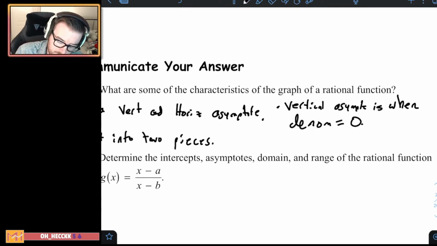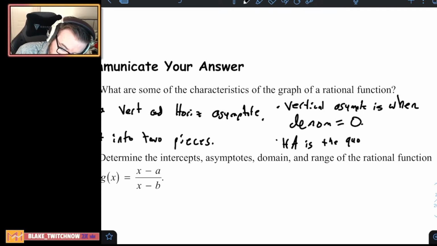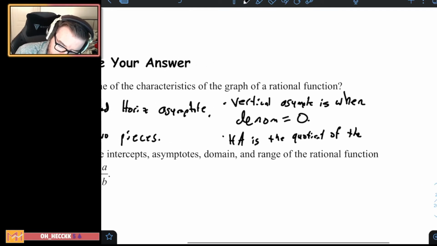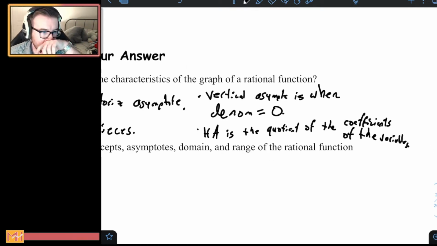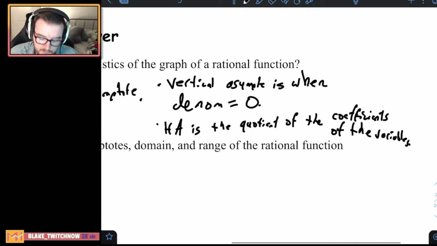So where is the horizontal asymptote? Horizontal asymptote is the quotient of the coefficients of the variables. Big words. I just want you to write that down for now, and we'll see it in action in a few moments.